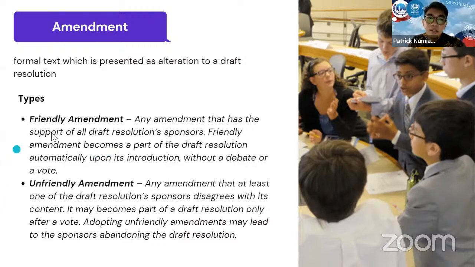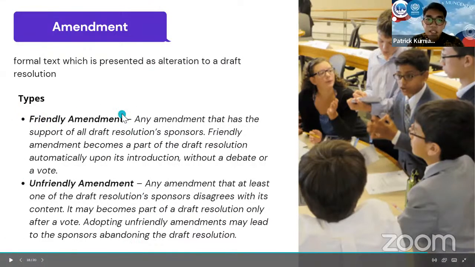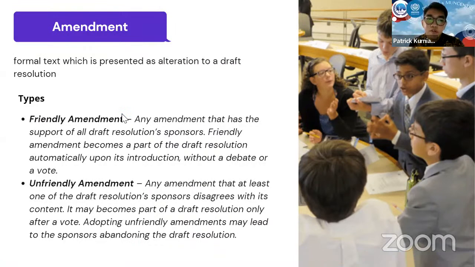There are 2 types of amendment. First is friendly amendment and then unfriendly amendment. Friendly amendment is any amendment that has the support of all draft resolution sponsors. So imagine the sponsors of DR 1.1 are Finland, Sweden, and Russia. Those are the collection of countries there. But yeah, you need the permission of all 3 sponsors.